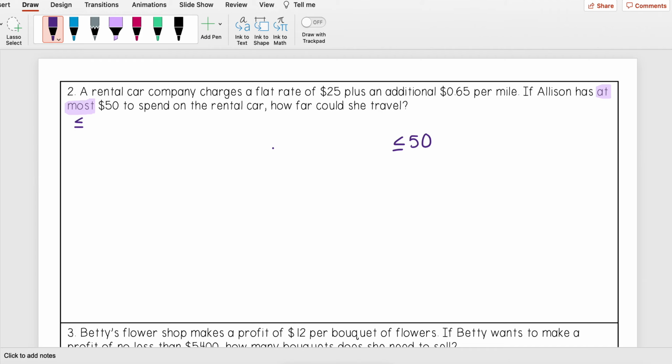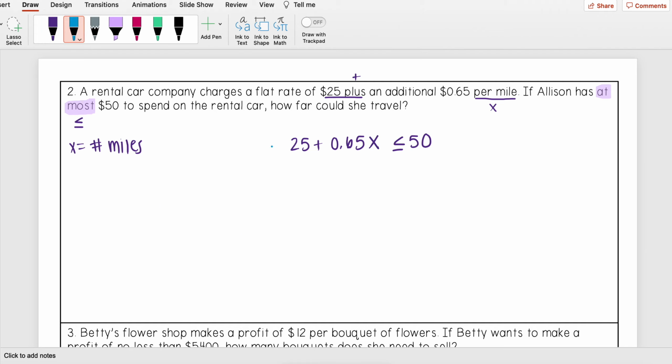Now I need to figure out the left-hand side. Well, going up here, it says that the company charged a flat rate of $25 plus an additional 65 cents per mile. So here, x is going to be number of miles. And when I write out this sentence, it's going to be 25 plus 0.65x.